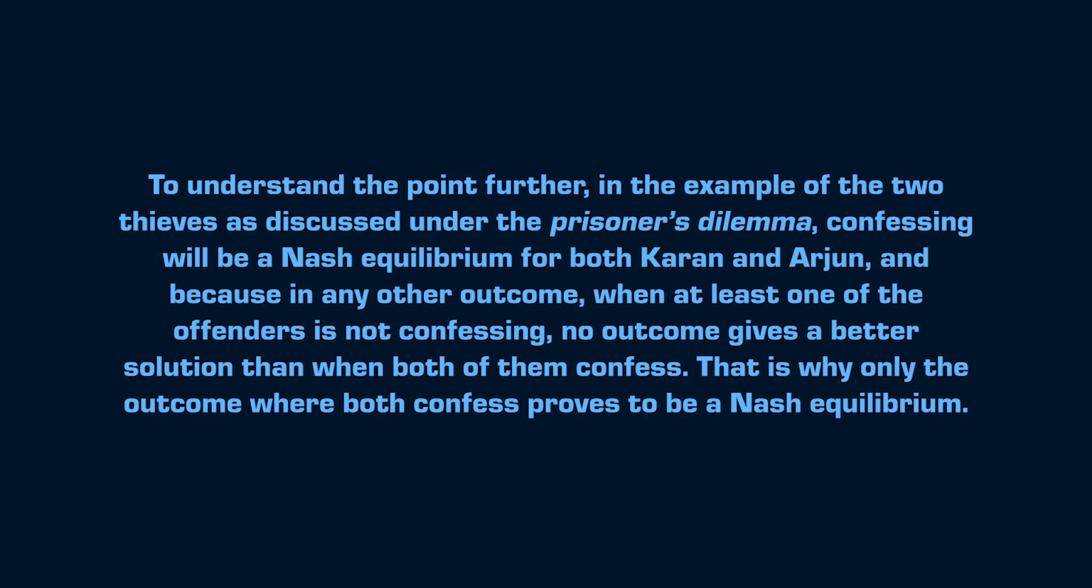To understand the point further, in the example of the two thieves as discussed under the prisoner's dilemma, confessing will be a Nash equilibrium for both Karan and Arjun, because in any other outcome, when at least one of the offenders is not confessing, no outcome gives a better solution than when both of them confess. That is why only the outcome where both confess proves to be a Nash equilibrium.